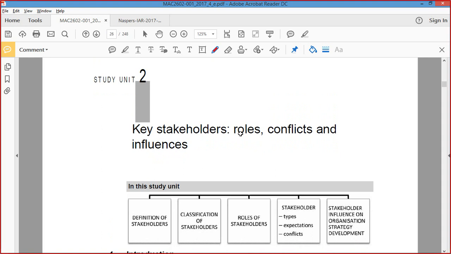What I do want to discuss now is the roles and the conflicts and the influences that stakeholders have in strategy. So obviously strategy is going to depend on what? People.